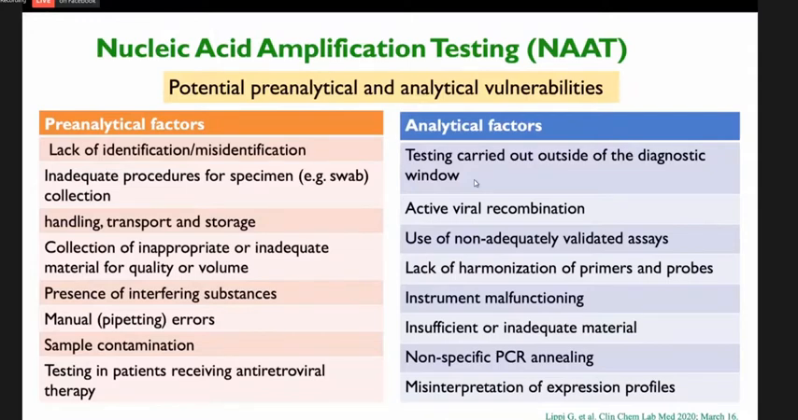Therefore, if a negative result is obtained from a patient with a high index of suspicion for COVID-19 infection, particularly when only upper respiratory tract specimens were collected, additional specimens, including those from the lower respiratory tract, should be collected and tested.